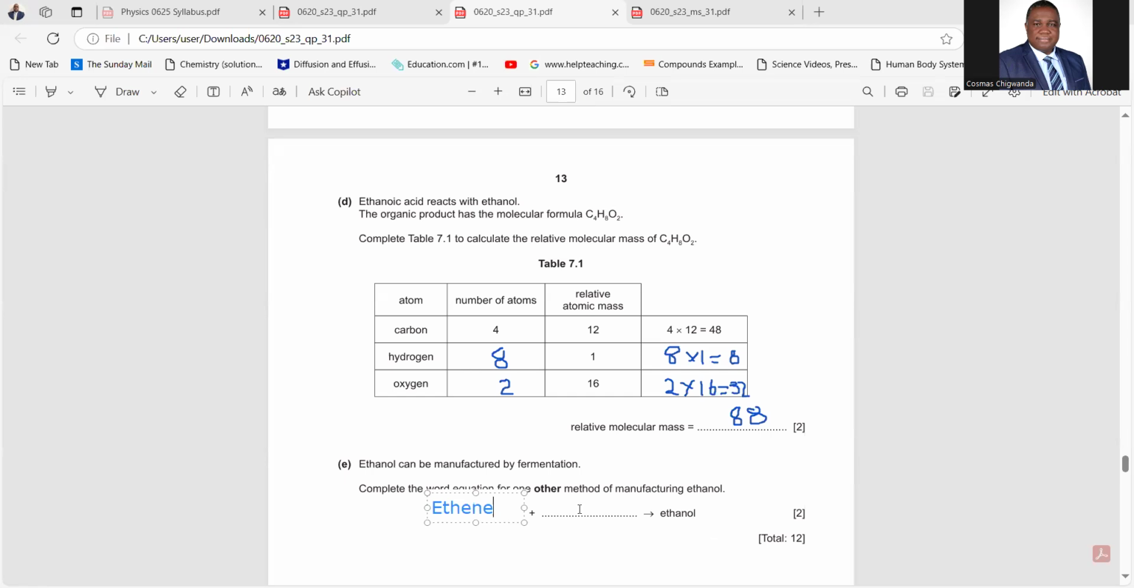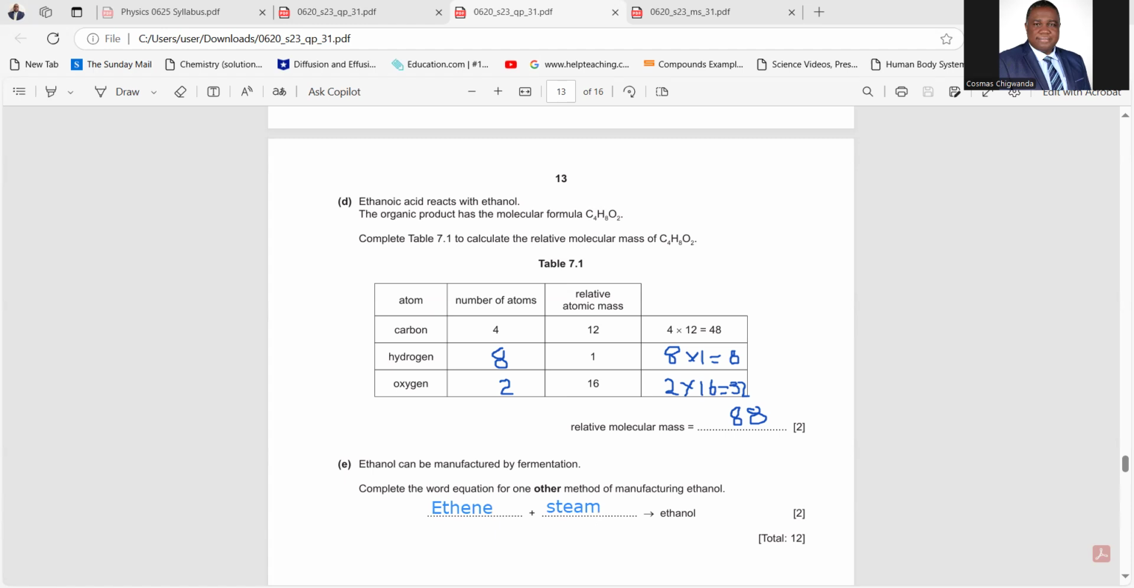So ethene, what we do is we carry out what we call hydration of ethene. If we hydrate our ethene with water, and to make the reaction fast, we use steam. So our complete equation is going to read ethene plus steam. We're going to get ethanol. So this is hydration of alkenes. If you hydrate alkenes, you change the alkenes to alcohols.